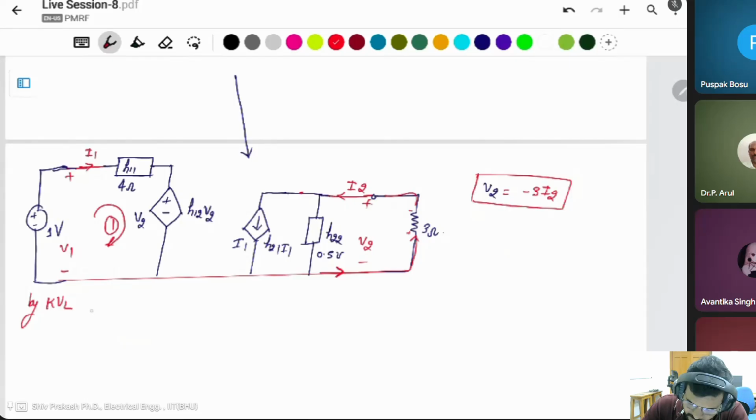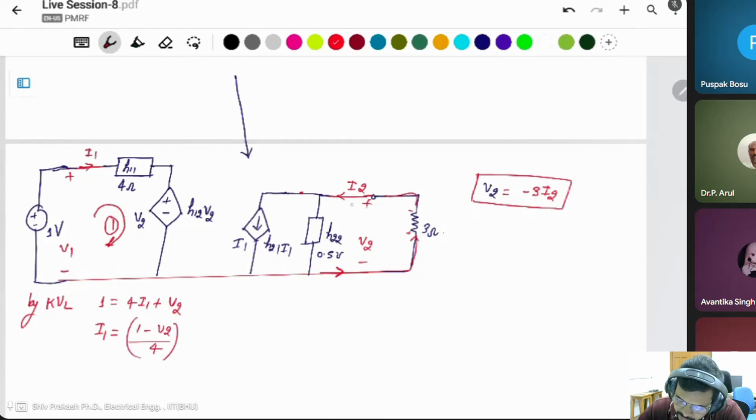By KVL, 1 volt is equal to 4I1 plus V2, because H12 is 1, so H12 V2 is simply V2. What is I1 in this case? Here also, I1 is (1 minus V2) divided by 4.